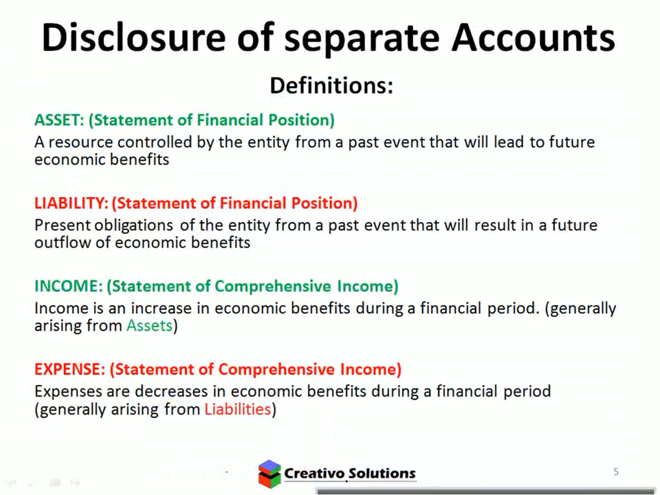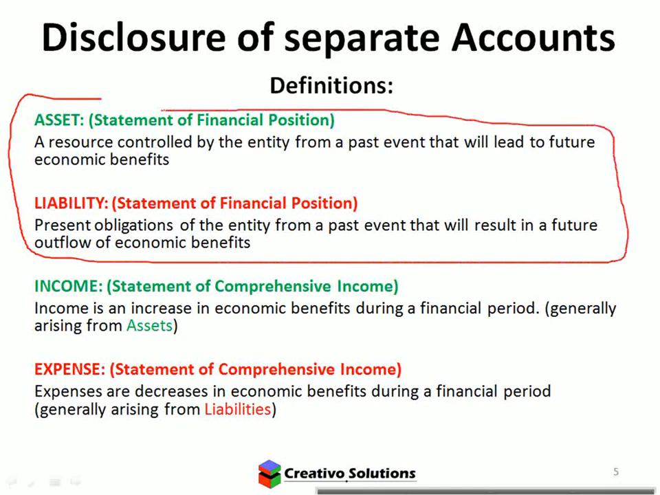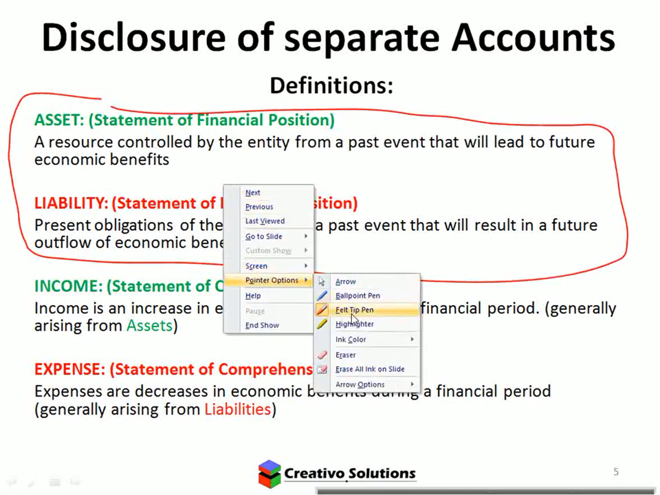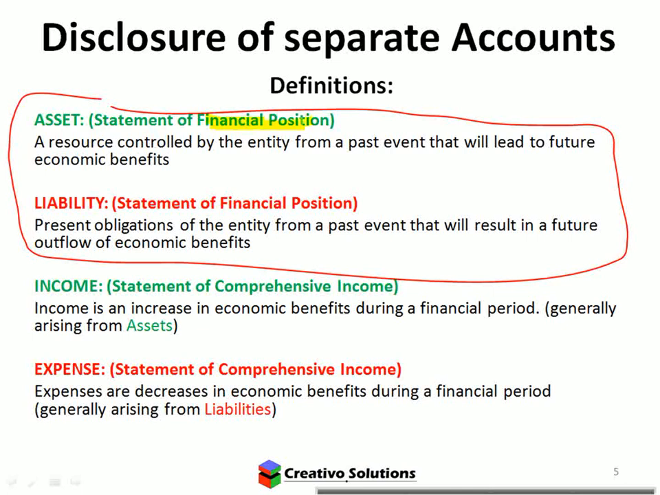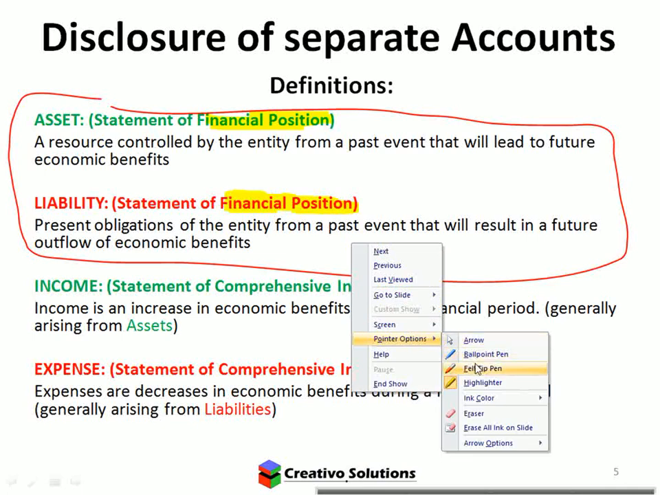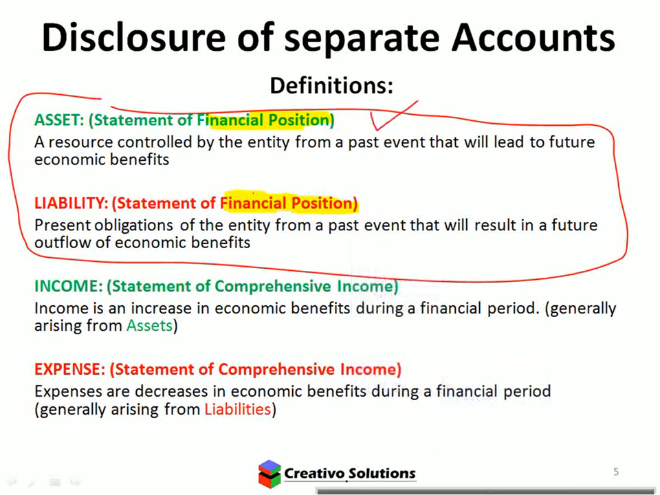Right, this is very important because I've summarized what you have previously. I've grouped these two together. Where do I show those two? There's the answer. Statement of financial position. Are assets good? Yes, you want them. Are liabilities good? No, you don't want them.